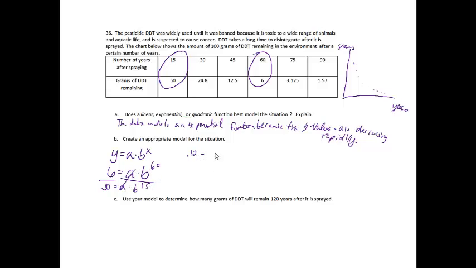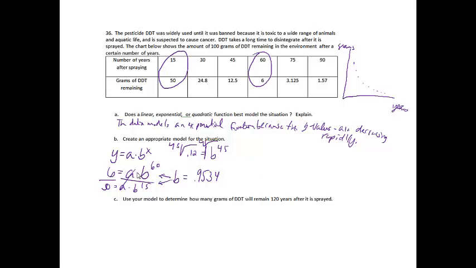The b's, I get to subtract the exponents. I'm going to get b to the 45. Okay, to get rid of the 45th power, we're going to actually take the 45th root. So we're going to take the 45th root of 0.12, and when we do that, we should get b is equal to 0.9534.